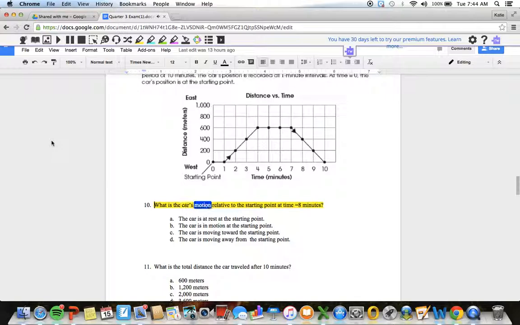10. What is the car's motion relative to the starting point at time equals 8 minutes? A. The car is at rest at the starting point. B. The car is in motion at the starting point. C. The car is moving toward the starting point. D. The car is moving away from the starting point.